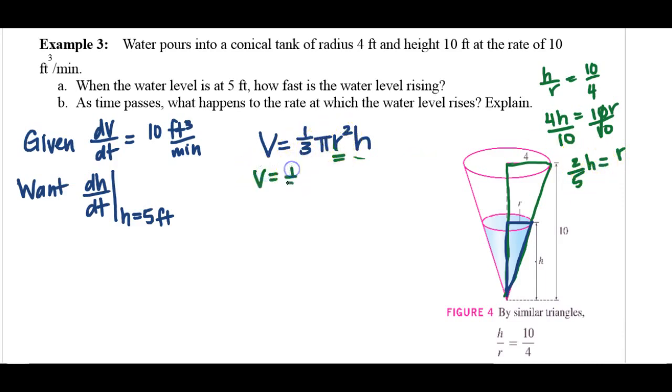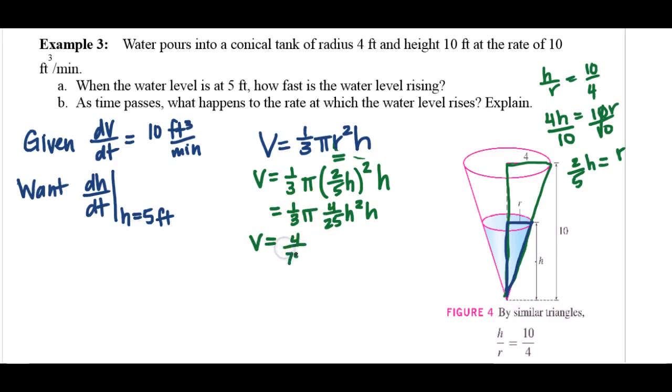So V equals 1/3 pi r squared h, where r is 2 over 5 h. So now this whole thing's in terms of h, so let's simplify it. I'm going to get 1/3 pi. 2/5 squared is going to give me 4 over 25, because I'm squaring 2 over 5, I have to square h. So h squared times h. So my final volume formula is going to be 4 over 75 pi, so I'm multiplying 4 over 25 and 1 over 3 and pi.